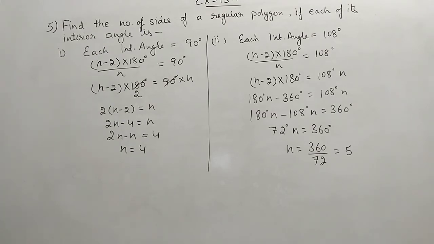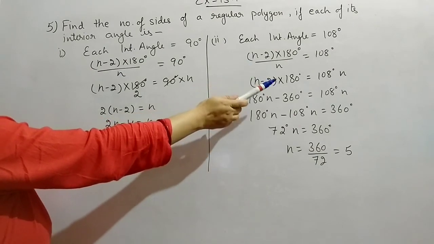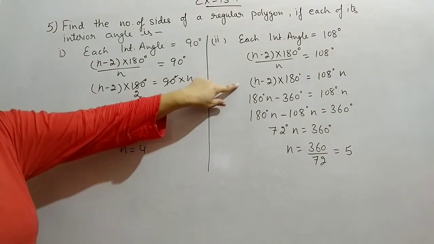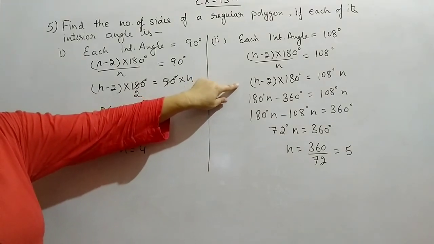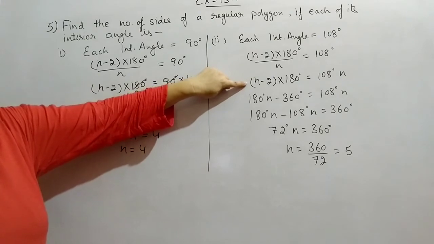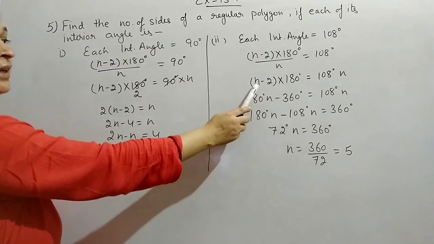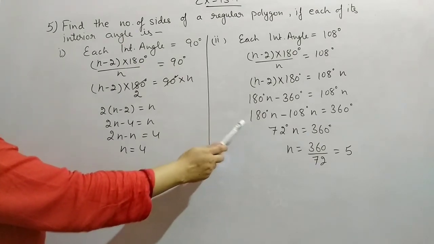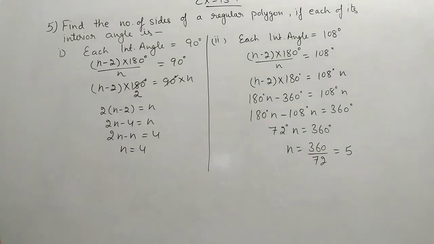Similarly, second part, each interior angle is given as 108 degrees. So write the formula, then substitute the value equal to 108 degrees. Shift n to the other side. So you will get n minus 2 into 180 degrees equal to 108 n. Remove this bracket, multiply 180 with n and then with 2. After that you have to solve it and find the value of n. So n here you will get 5. The number of sides is 5 here.